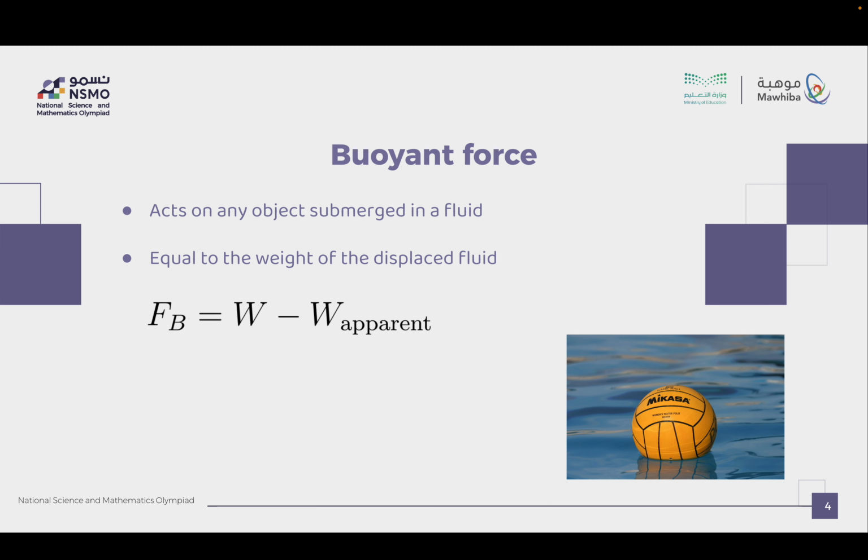But why does the submerged object weigh less? The physical reason behind it is the buoyant force. This is the force that acts on any object submerged in a fluid, and its magnitude is equal to the weight of the displaced fluid. By denoting the weight with W, we can use the following formula to calculate the buoyant force. Fb equals W minus W apparent. So the buoyant force equals the weight of the object minus its apparent weight when it's submerged in the fluid.